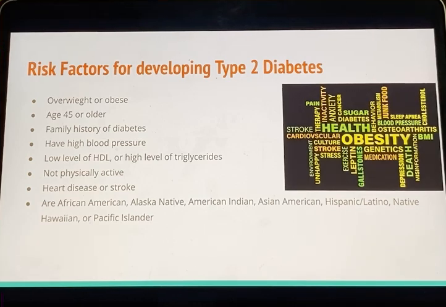Risk factors for developing type 2 diabetes: being overweight or obese, being age 45 or older, family history of diabetes, having high blood pressure, low levels of HDL or high level of triglycerides, not physically active, heart disease or stroke, are African American, Alaska Native, American Indian, Asian American, Hispanic Latino, Native Hawaiian, or a Pacific Islander.